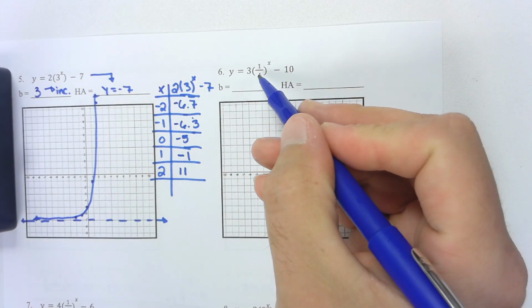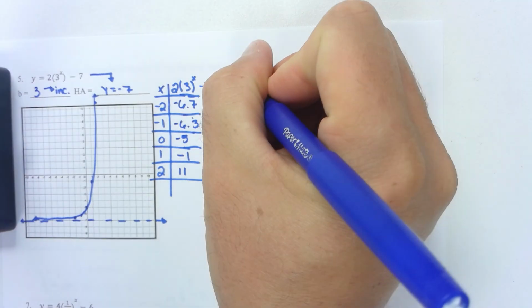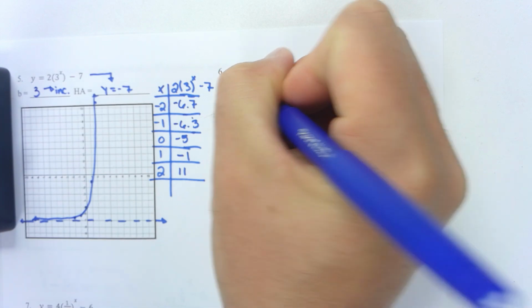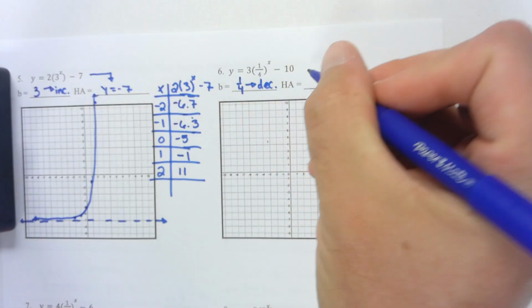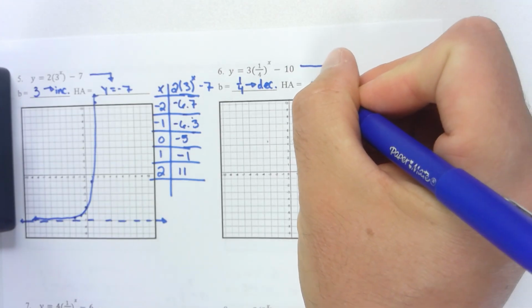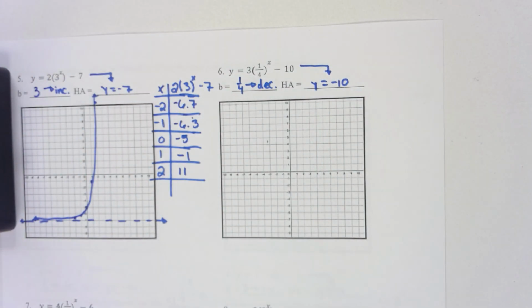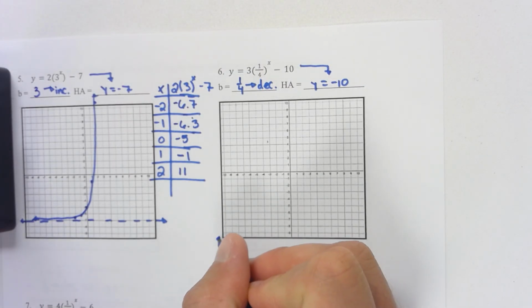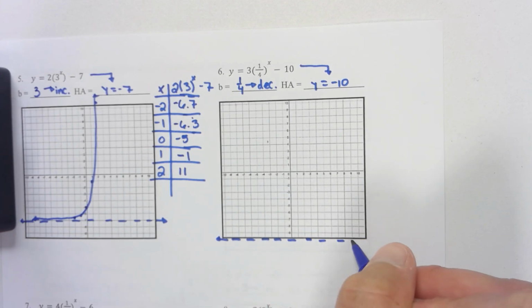My base, or the term that is being raised to the power of x, is 1/4. 1/4 is between 0 and 1. Tell me that this graph decreases. We have a horizontal asymptote. The horizontal asymptote is that number that shows up after the exponential term, and it's y equals negative 10. We will immediately fill in that horizontal asymptote at negative 10. Okay, so it's just the very bottom of this graph here.